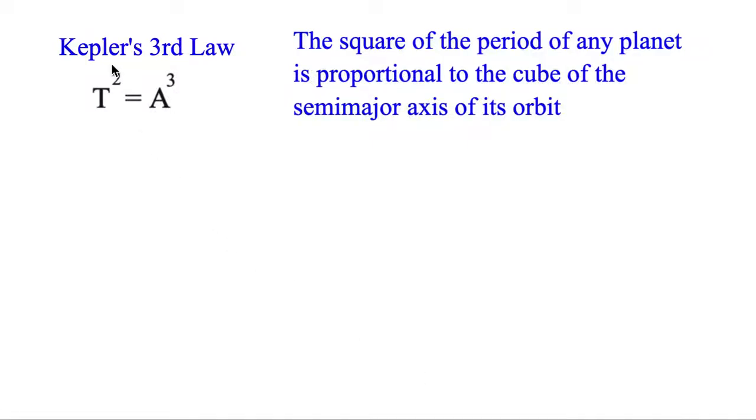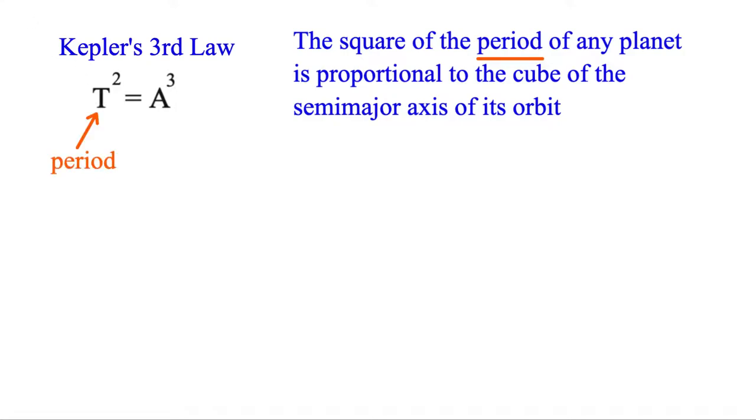In this video, we'll talk about Kepler's third law, this equation right here, and it's pretty fun once you get used to it, so let's check it out. In words, it says the square of the period. Period is just how long it takes a planet to orbit the sun. And as you can see, we're squaring it, so that's the left side of that equation there.